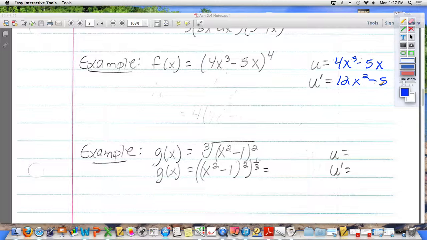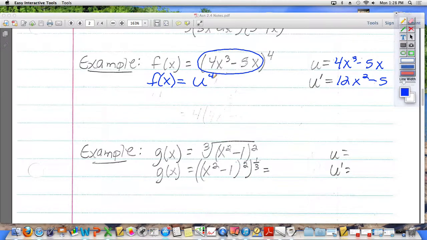So now what I'm going to do is rewrite f of x. f of x is going to be equal to, instead of writing all this stuff right here, I'm going to replace it with what? u. Yes, I'm going to write u to the 4th power.